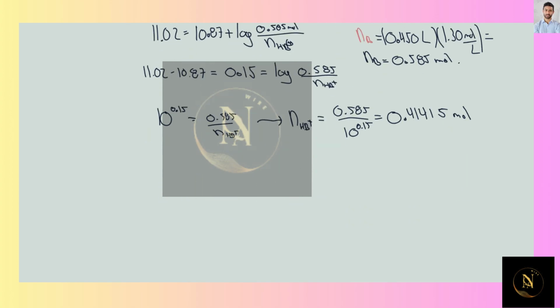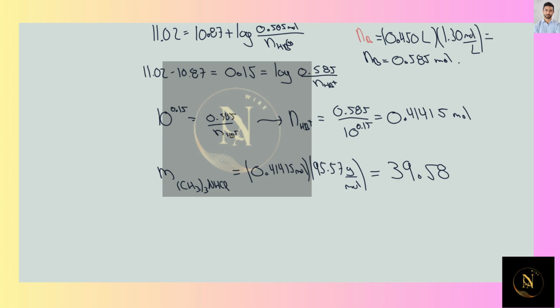So the mass, now I'm going to write it down completely, of (CH3)3NHCl would be equal to the amount of mole, 0.41415 mole, multiplied by the molecular weight, 95.57 grams per mole, which is going to give us 39.58 grams of the compound. And this value you can round it up as you desire. With that, it would be all.